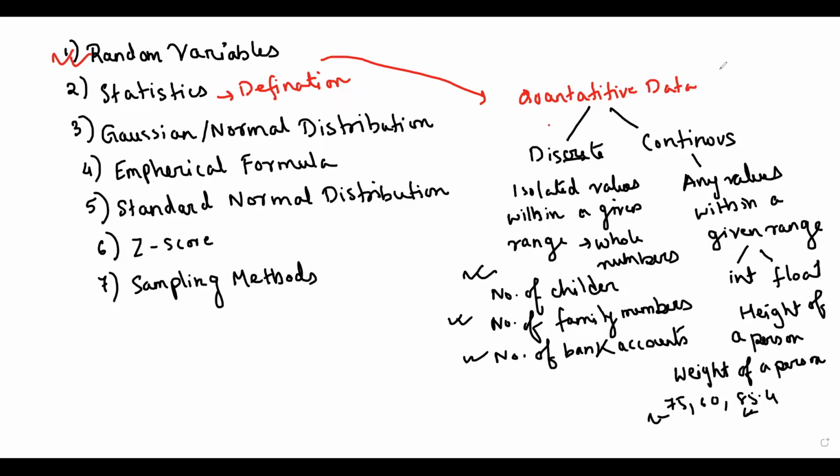So now we know that when I speak of random variables, they can be discrete or they can be continuous. Randomly these values may be generated, but they basically fall in these two categories. And it is nothing but quantitative data.